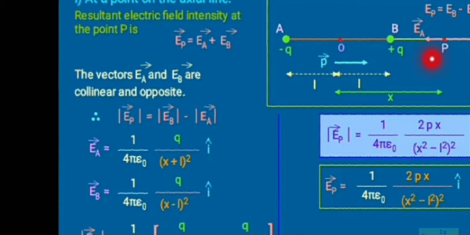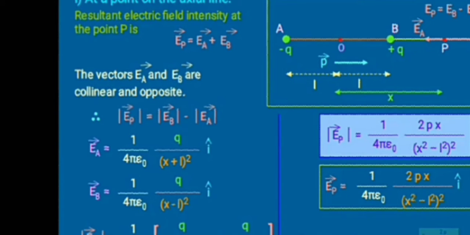The case of the equator we will see after this. The distance of each charge from the center of the dipole is the same, L. Suppose let us take small l, and suppose point P is the point at which we want to calculate the electric field intensity in the space. Suppose point P is at distance x from the center of the dipole.